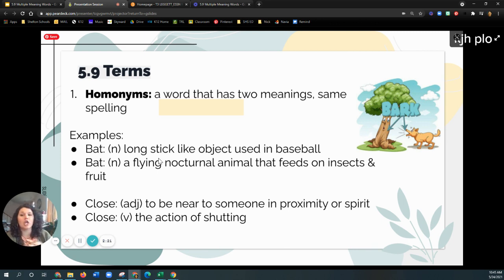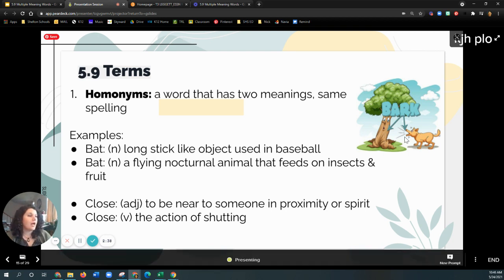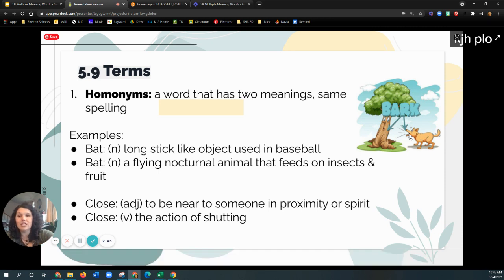Another example, close. This is technically a homograph, but we're going to sneak it in. Close, that could be close, near to somebody, in proximity or spirit, or to close the door, like the action of shutting something, close the window. Bark is another one. So we have to look at the context clues of the sentence to determine what is the meaning.